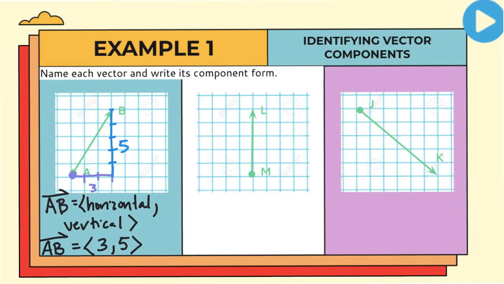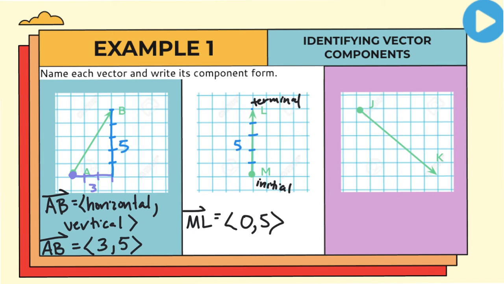Here we can see that we start the movement at M, so that's our initial point, and L is the terminal point. So I'm going to write this as ML equals, and we're going to do our horizontal component first, and notice that we don't move to the left or right to get up to L. So that's going to be 0. But then from 0 we move up 1, 2, 3, 4, 5. So that vertical component once again is 5.